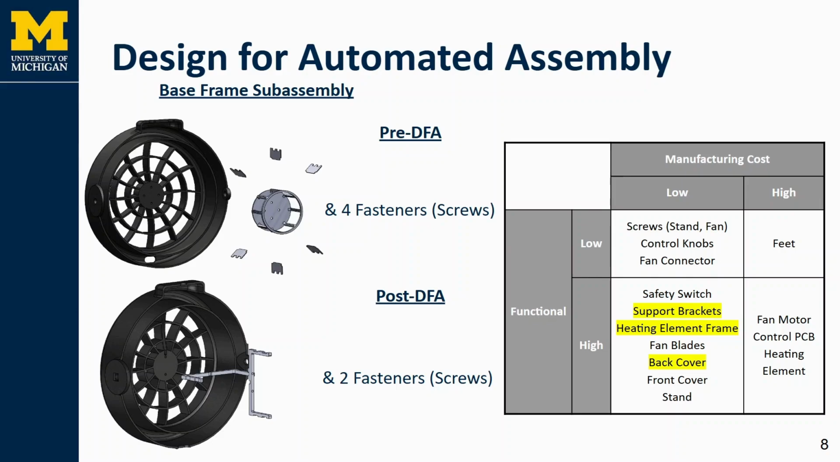Our automation decision makes sense when referencing the quad chart shown on the right. The high manufacturing cost and high importance parts were not chosen because they are electrical components. The feet were eliminated from the design. The 3 parts chosen were from the high functional but low manufacturing cost section highlighted in yellow.